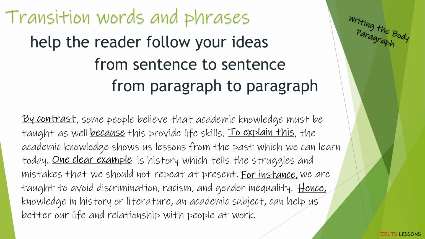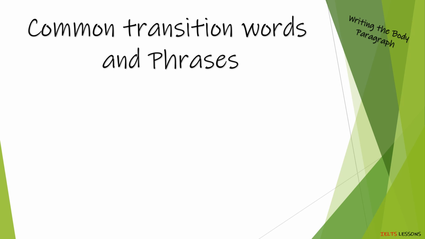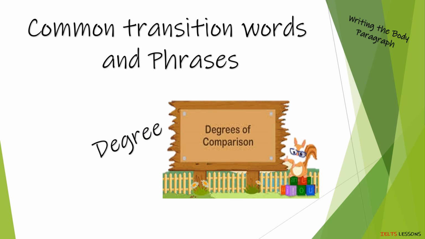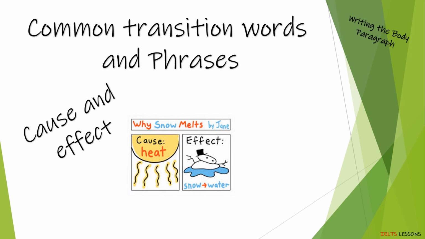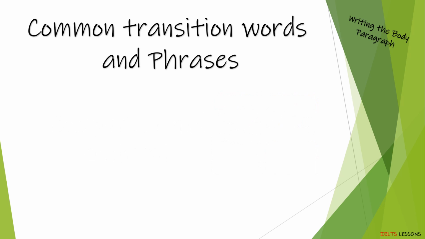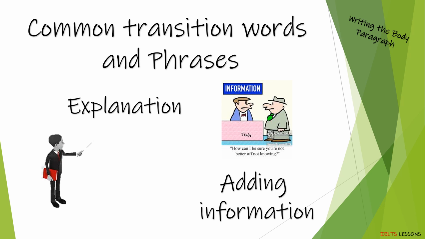Now let's study the most common transition words and phrases which we can use in making our paragraphs. So what are these most common transition words and phrases we can use in making our body paragraphs? Here they are. First is time. We have degree. We also have cause and effect. We have comparison and contrast. We have explanation. We have adding more information.